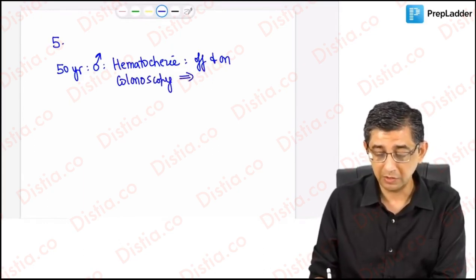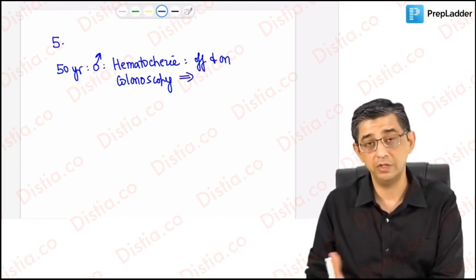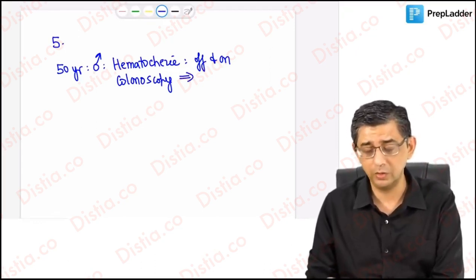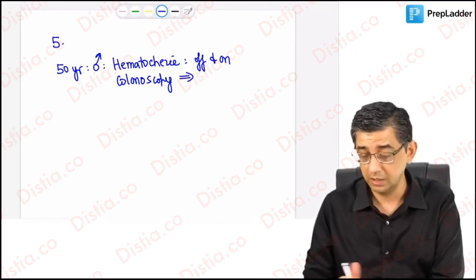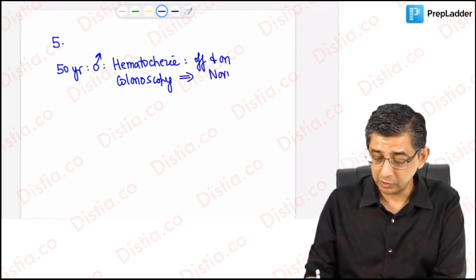He was not having any features of diverticulitis. He's not having any features of inflammatory bowel disease. So the doctor decided to do a colonoscopy. Maybe he's missing out on a malignancy. The colonoscopy of this person was perfectly normal.